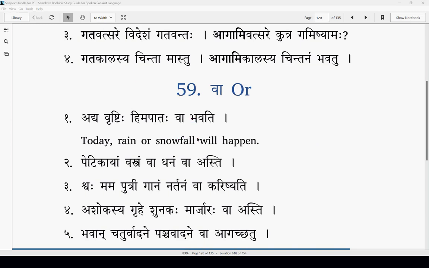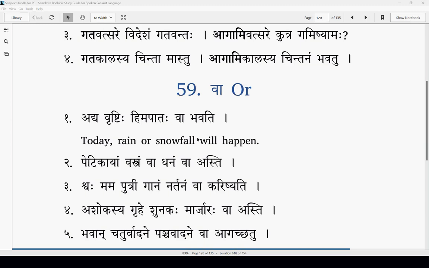Petikayam vastram va dhanam va asti. Sometimes this va can be used like this also. Vastram va dhanam va asti. Either this or that. You can use it only once also. Vastram dhanam va bhavati. But it also can be put like this. Vastram va dhanam va bhavati.